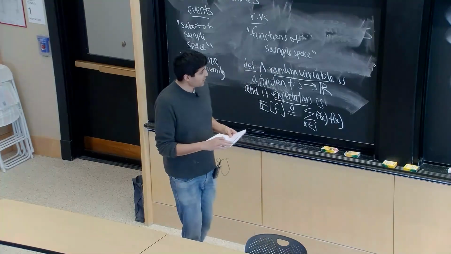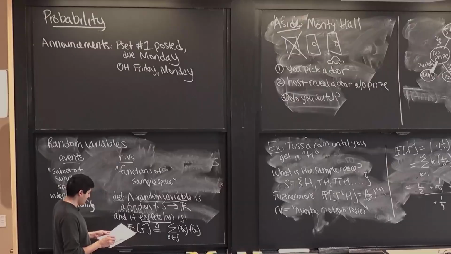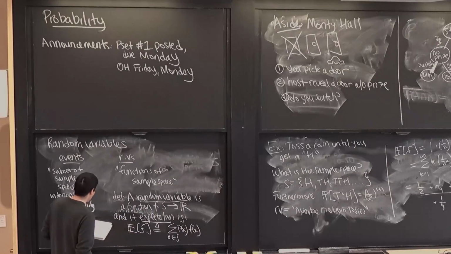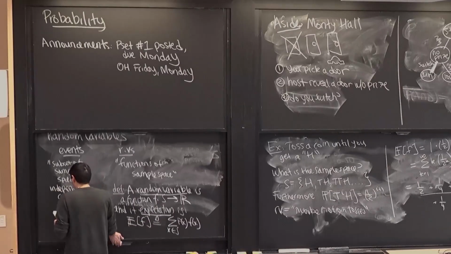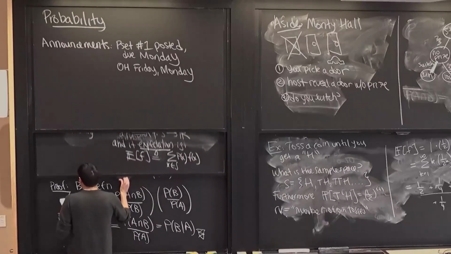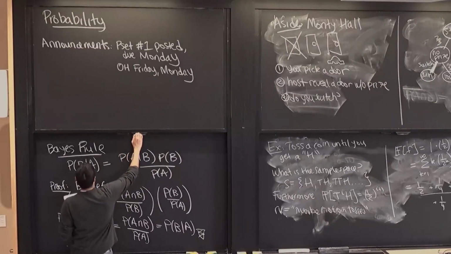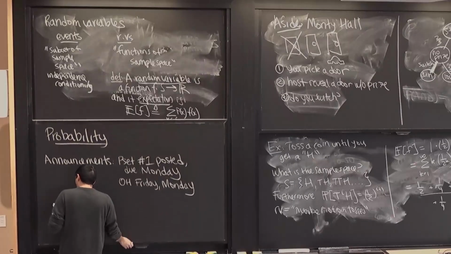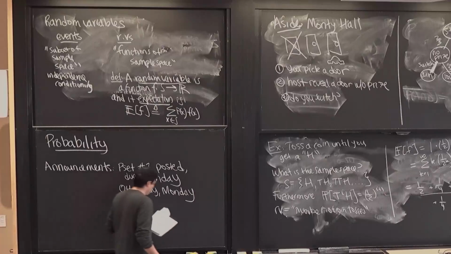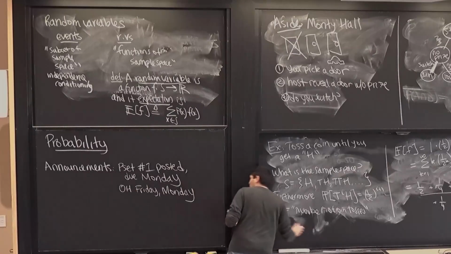So let's get back to expectation, and then I'm going to tell you something, unlike the Monty Hall problem, that you're definitely going to find counterintuitive. So we talked about random variables. We talked about events. Actually, there's a way to go back and forth between the two.